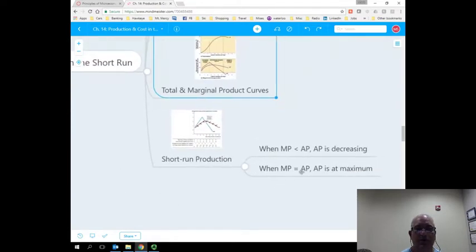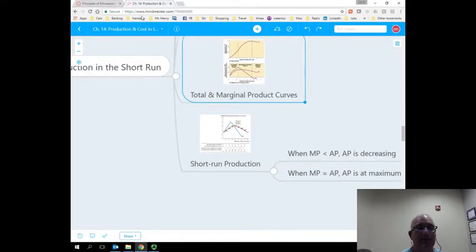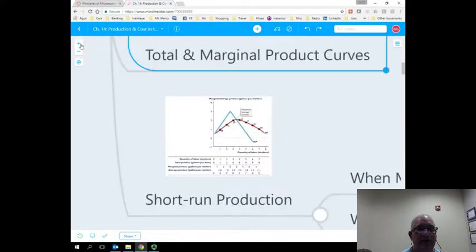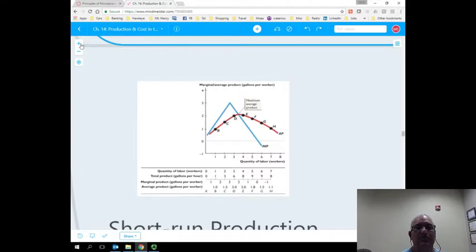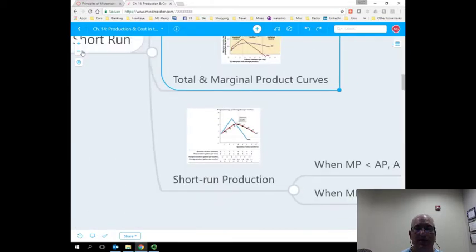Okay, in short-run production, when marginal product is less than average product, average product is decreasing. When marginal product equals average product, average product is at its maximum. Okay. You should be able to see that in the graph I put along in here too. And here it shows where maximum average product is. So I just wanted to give a graphical illustration of what we just described as far as marginal product and average product.